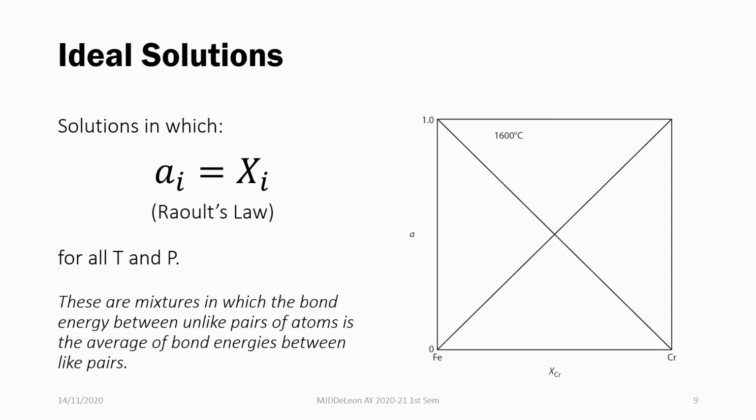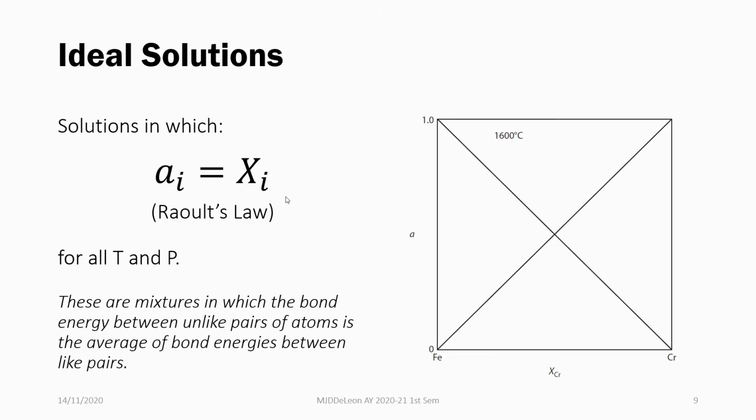Ideal solutions are formed because the bond energy between unlike components A and B is the average of the interatomic attraction of, let's say, A with A and B with B. So there's not much difference between the bond energies, and we have no positive or negative deviation. It's like we're just taking the average of the bond energies, and in the balance, there's not really any deviation from ideality.